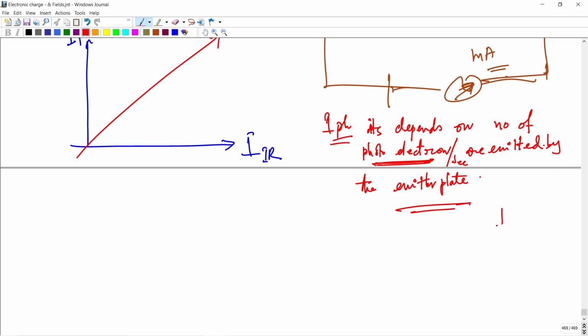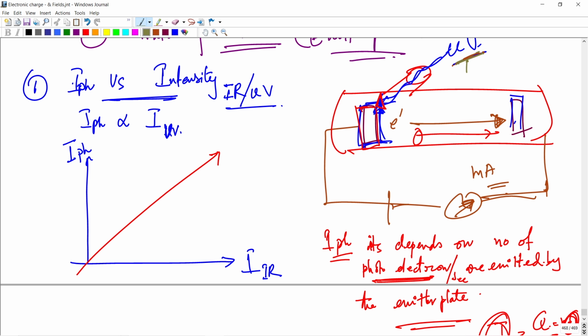Actually, we get I equal to Q by t, so Q equal to N e. And more electrons means more current. They are directly proportional here. For light of fixed frequency, the frequency is fixed here.